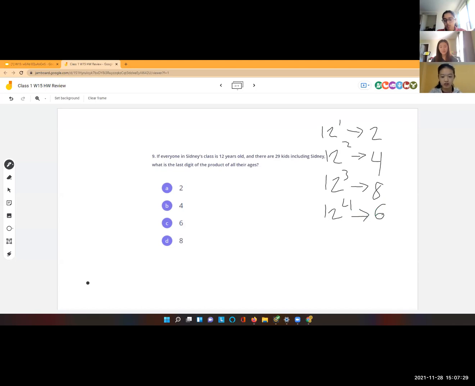And since there's 29 kids, then we do 29 mod 4, which again just finds the remainder when you divide 29 by 4. So the remainder when you divide 29 by 4 is 1. So that means 29 mod 4 is 1. So the last digit would be the same as the last digit of 12 to the first power. So the last digit would be 2.